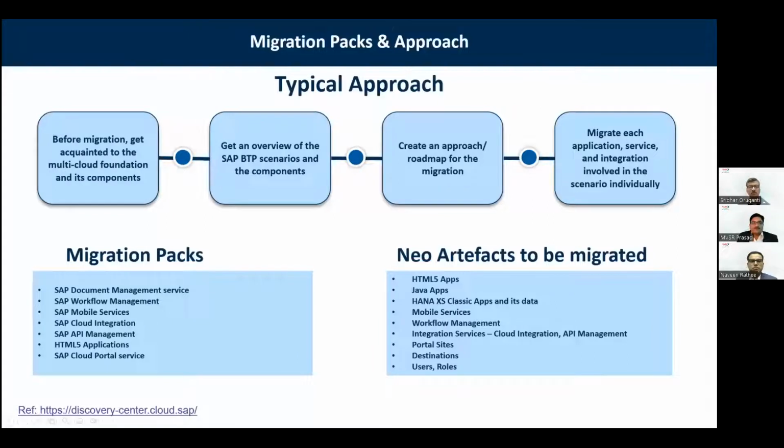As of now, the Neo services include document management service, workflow management, mobile services, cloud integration, and API management. These are all services available in Neo, and that's where SAP came up with these packs. But what other migration packs can we expect? For example, I have done HANA-based development in Neo, like HANA Access, and I would like to migrate HANA Access to my multi-cloud environment, for example to Cloud Foundry.